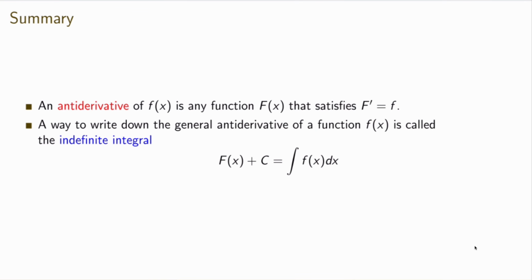Let me summarize. So the antiderivative of f is any function capital F which satisfies F prime is little f. And there can be many. It is not unique. But we distinguish them by a constant c. And a way to write down the general antiderivative of a function is called the indefinite integral. So capital F plus any constant is integral f of x dx.